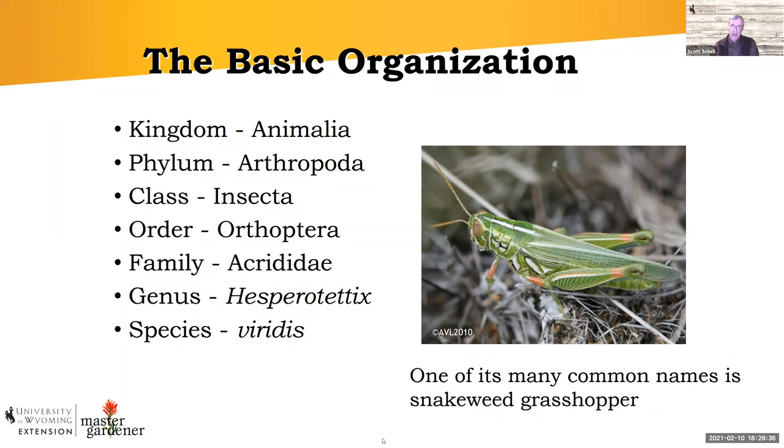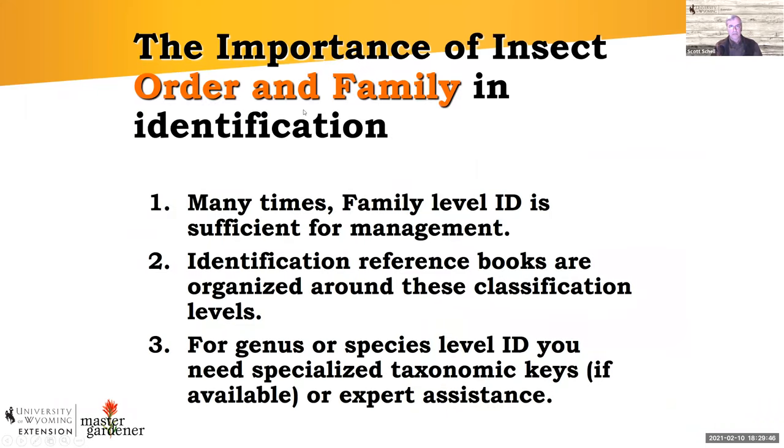So again, this is the basic organization, and it works for everything. So it's important to learn. Again, order and family is very important in the identification of insects. Often family level ID can be sufficient for management.